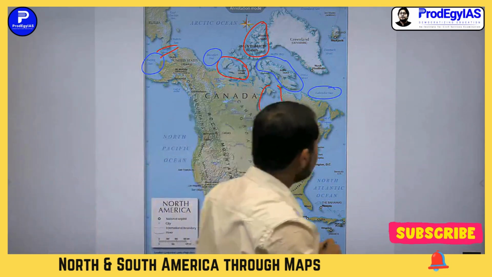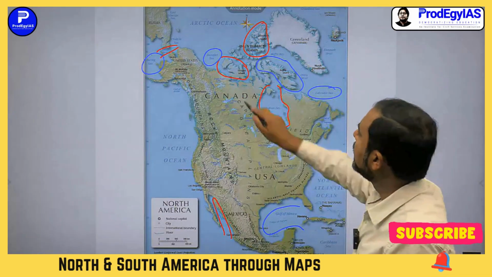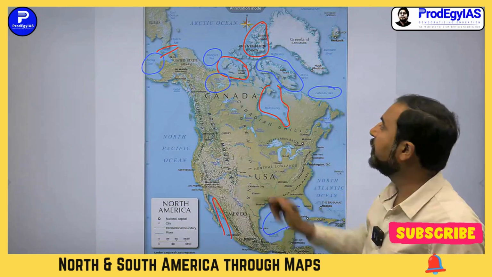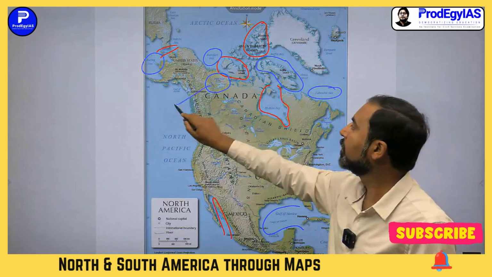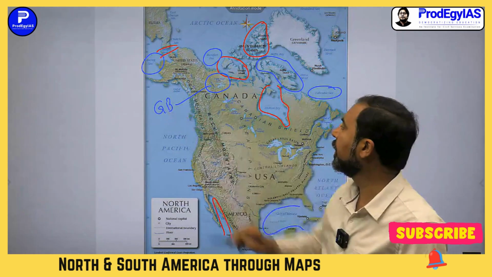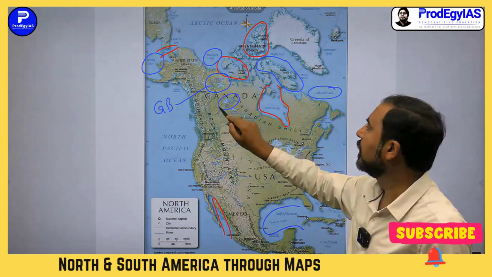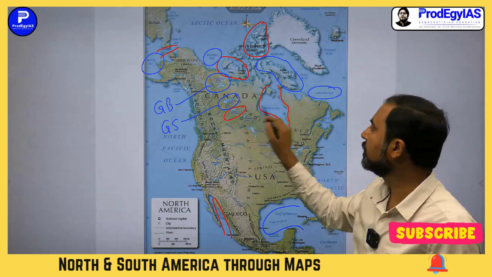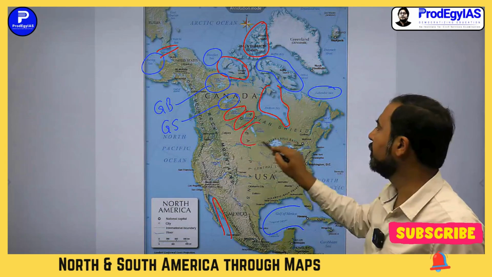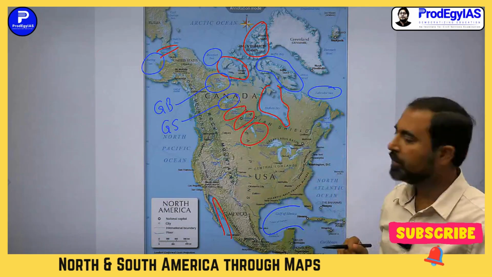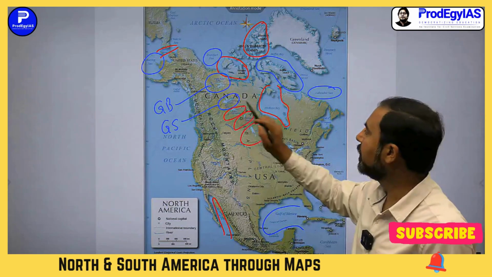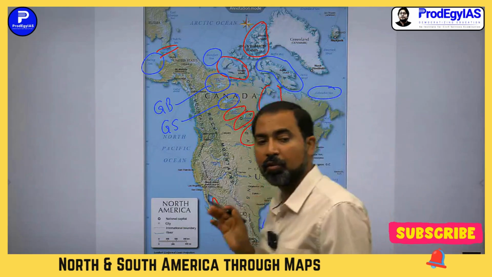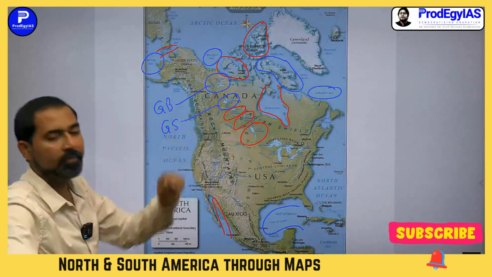These lakes are in a series. Here, this is Great Bear Lake. Then this is Great Slave Lake. This is Lake Athabasca. This is Reindeer, and this is Winnipeg. So this is a series of lakes: Great Bear, Great Slave, Athabasca, Reindeer, and Winnipeg from north to south along this axis of Canada.